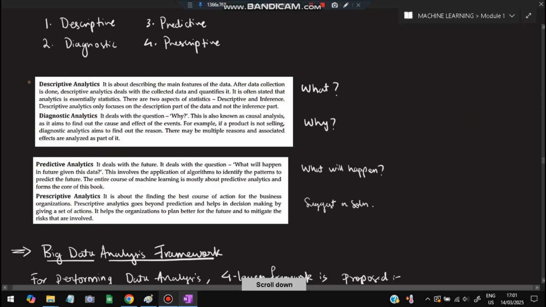So four things are there in data analysis. First is descriptive, what the data is. Second is diagnostic, why that thing is happening. Third is predictive, if that keeps on happening, what will happen in the future. And fourth is prescriptive, suggesting a solution to make that change.